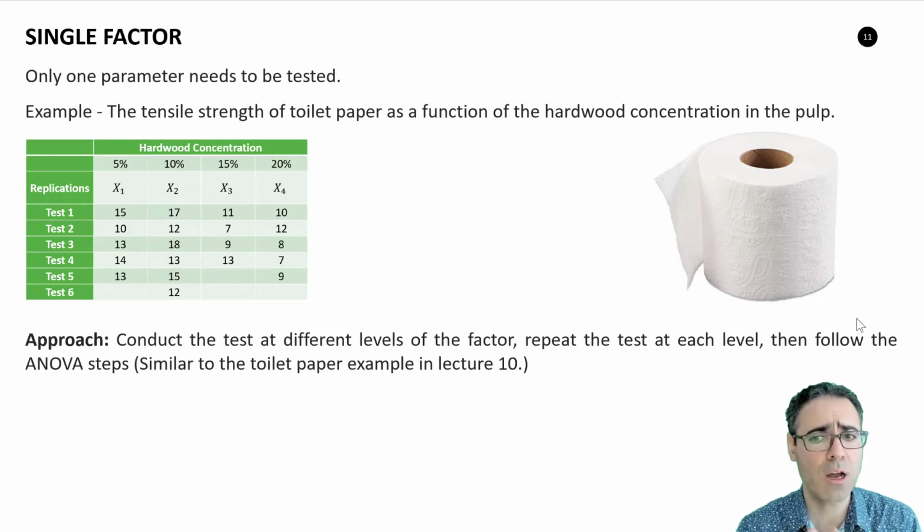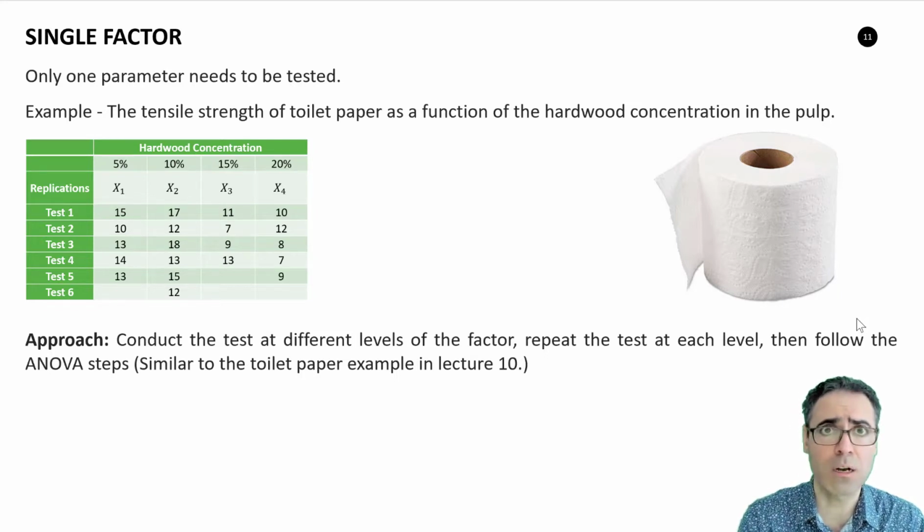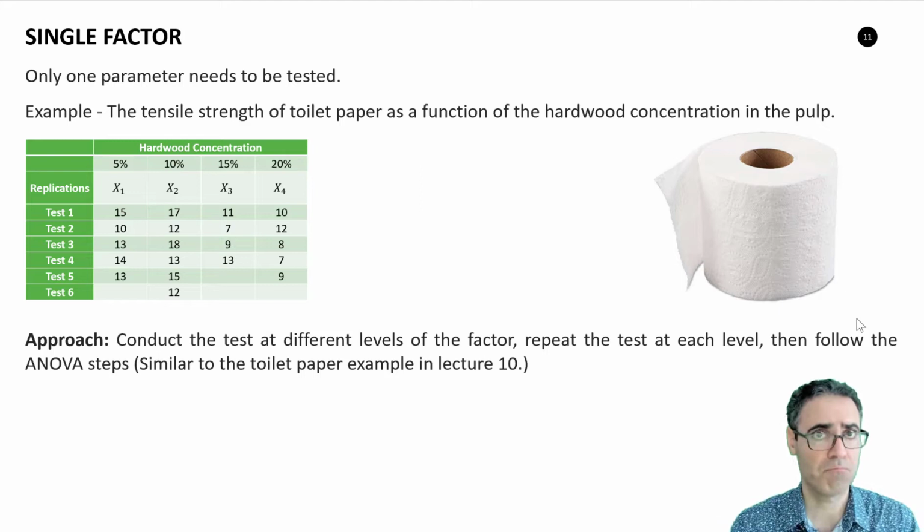So what we did, simply, at each level, and again level here means like 5%, 10%, 15 and 20% of concentration for the amount of hardwood, we conduct a test, and of course, we repeat the test, like here you see 5 or 6 times, and then we do an ANOVA to analyze this data and to check if the amount of hardwood concentration has any effect. So this is what we discussed last lecture.